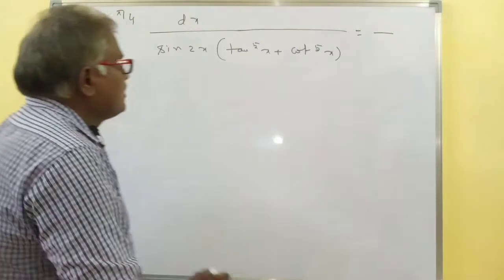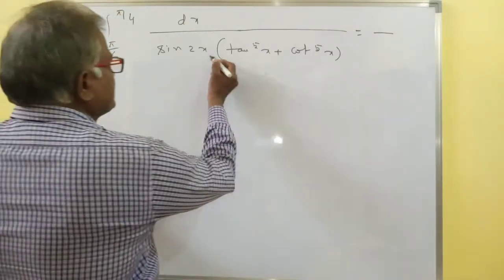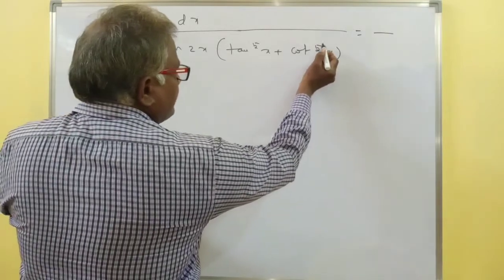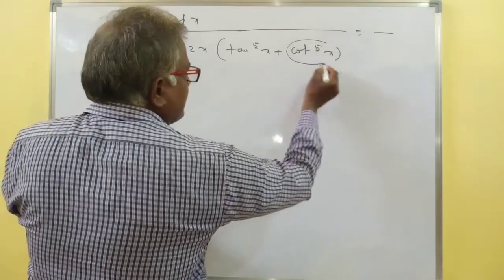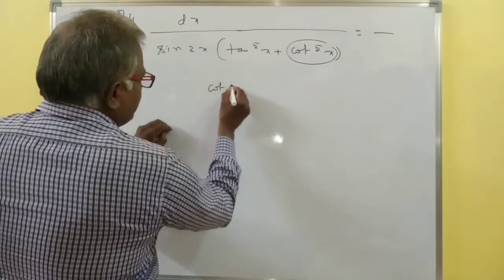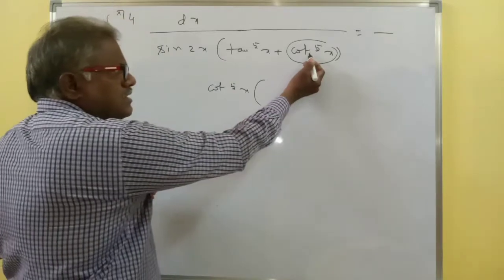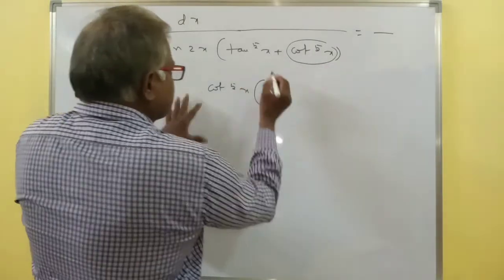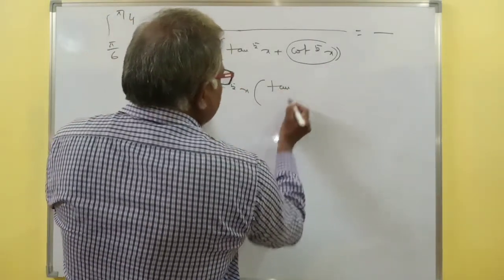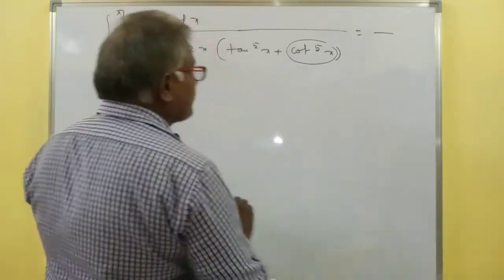So first of all we have to simplify this one. If you take this as common, what will we get here? Cot power 5x, just we have to take it as a common factor. That means clearly or simply, cot you can write as 1 by tan.